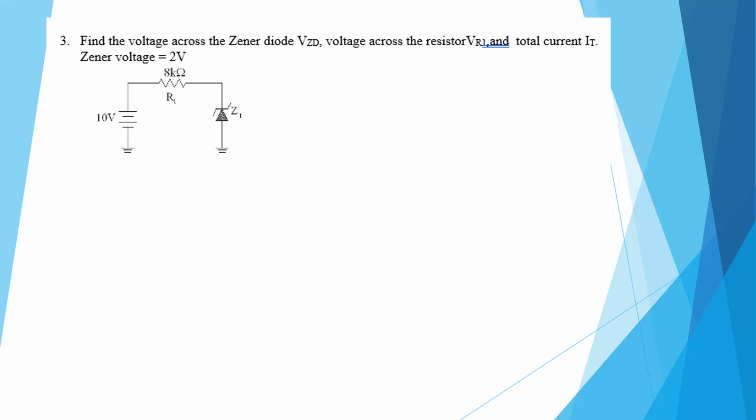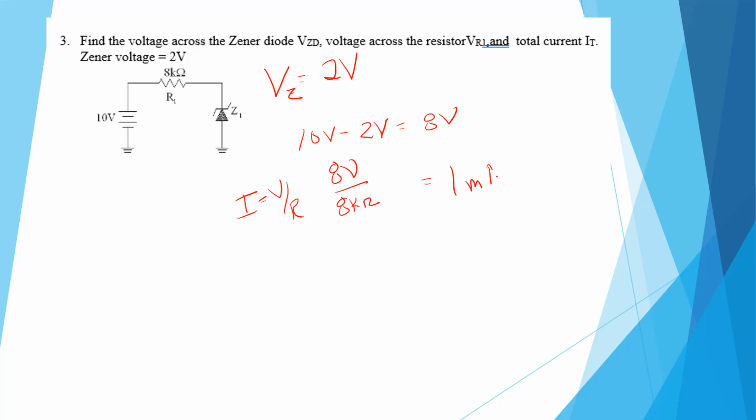Okay, we need to find the voltage across the Zener diode. Since the Zener diode is reverse biased, it's going to have the Zener voltage. So our Zener voltage is going to be 2 volts based on our instructions. All right, so our resistor voltage is 10 volts minus 2 volts equals 8 volts. So 8 volts divided by 8K, I equals V over R. We are going to get 1 milliamp.